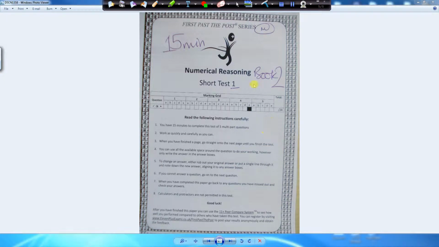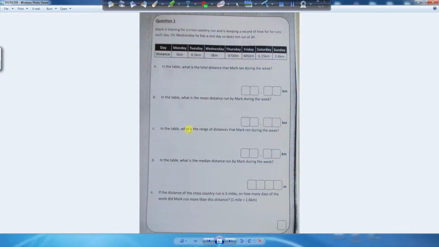We're looking at the First Past the Post series, numerical reading. This is book 2, short test 1. Right, my students here, let's get cracking, folks. Here we go.